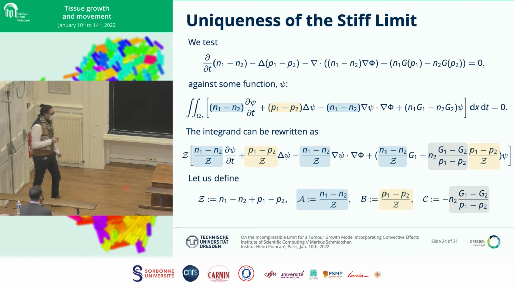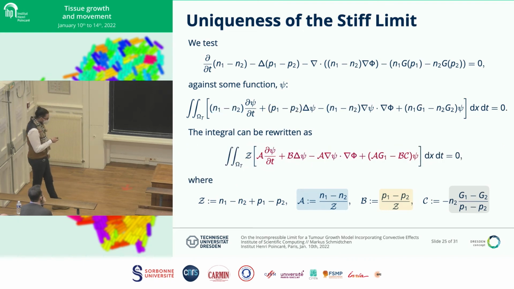Well, now we can substitute these, so we give those special names, these quantities, and then we can rewrite our equation in the following way. We factor out a z, and then we have essentially a backward equation for psi, right, with these coefficients a, b, and c. This is what we get.